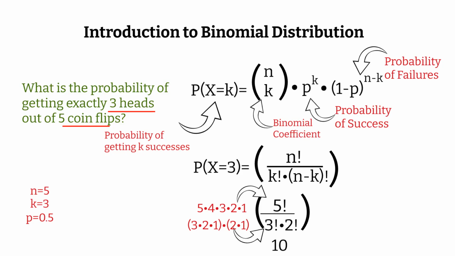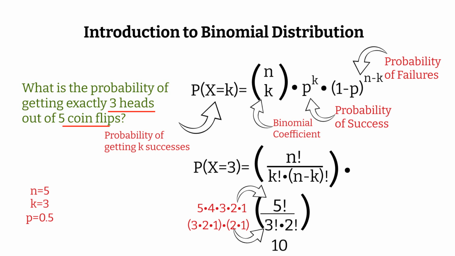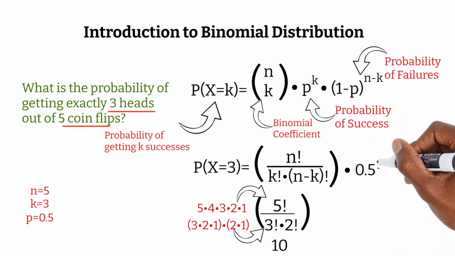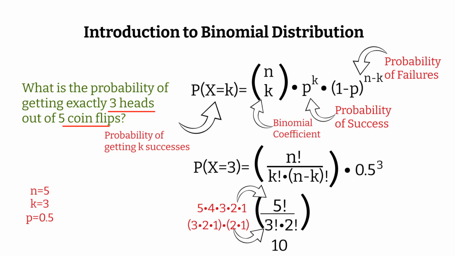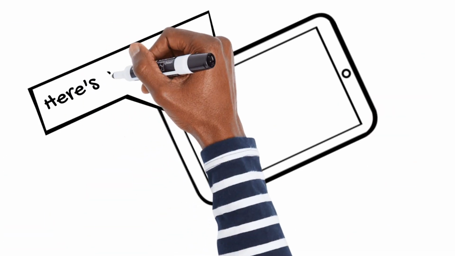Now, let's work through the rest of the formula. We multiply the binomial coefficient by p to the k, that's 0.5 to the power of 3, and by 1 minus p to the n minus k, that's 0.5 to the power of 5 minus 3, which is 2. When we calculate this, we get 0.3125, or 31.25%. So the probability of getting exactly 3 heads is 31.25%.